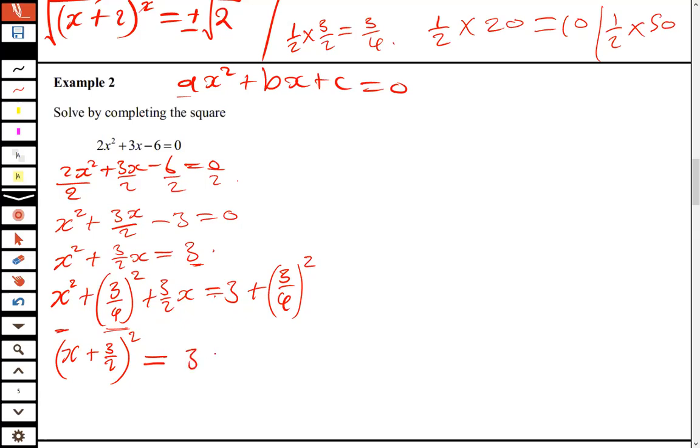Then we have 3 plus 3 to the power 2, which is 9, and 4 to the power 2, which is 16. Then we can simplify this expression. We can say x plus 3 over 2, squared, is equal to, when you add 3 and 9 over 16, 3 times 16 is 48, plus 9, that should be 57. So you get something like 57 over 16.